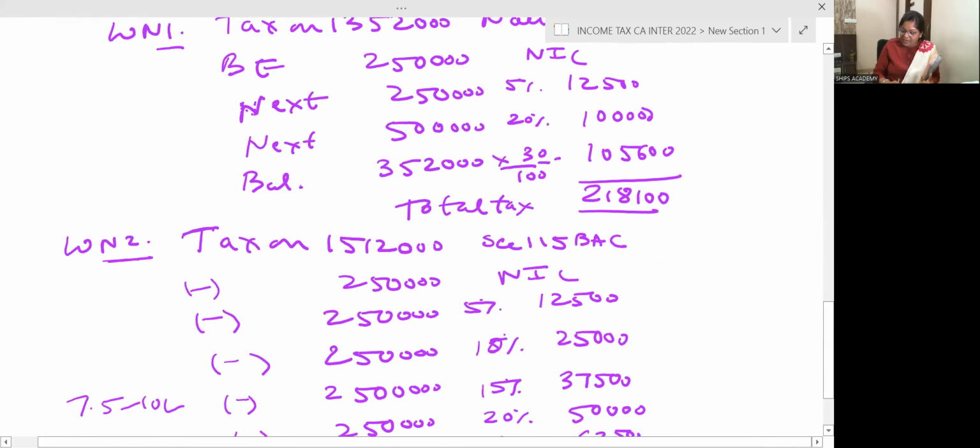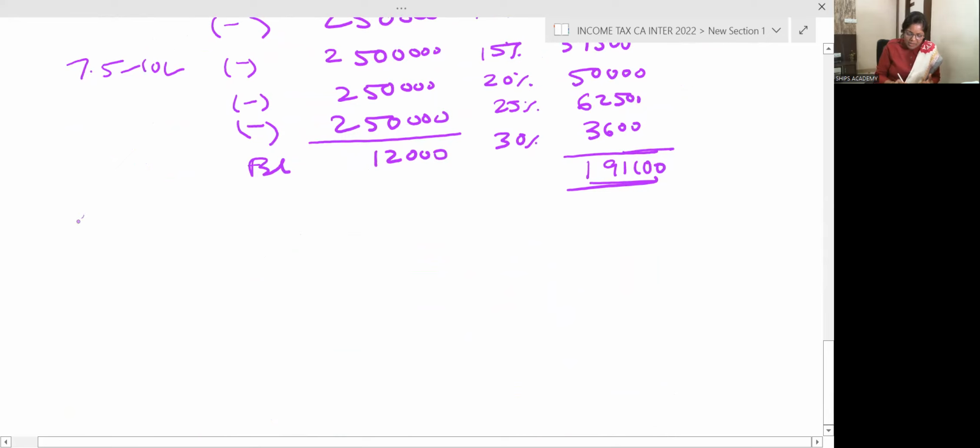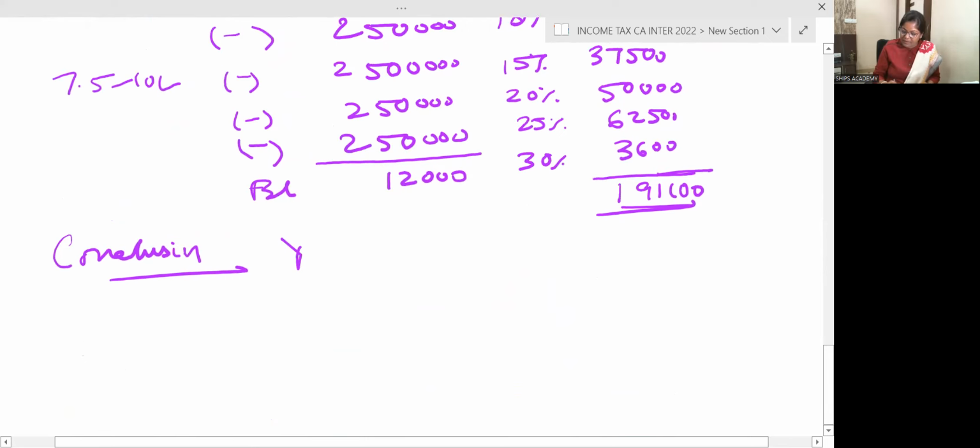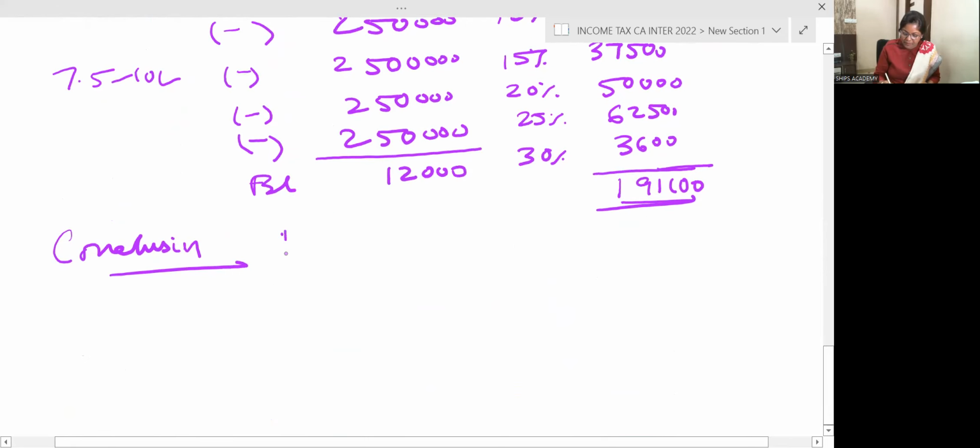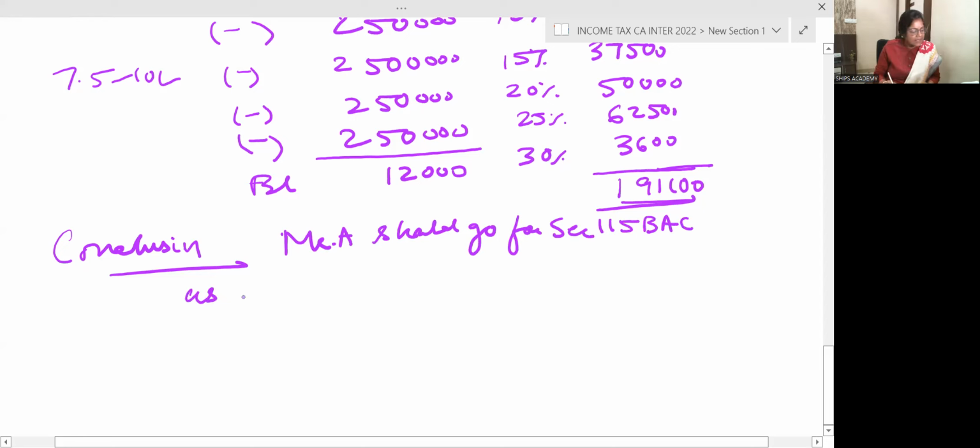Everyone is clear. If you do till here, 9 out of 10 marks; if you want to get 10 out of 10 marks, give your valuable advice. And valuable advice is: Mr. A should go for section 115BAC, as tax is lower in option 2.